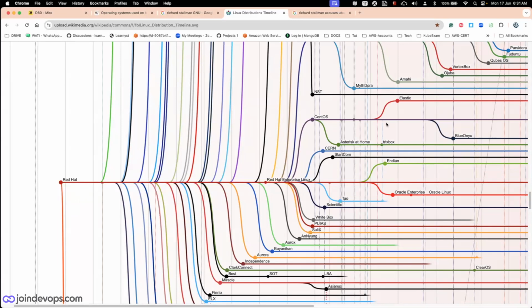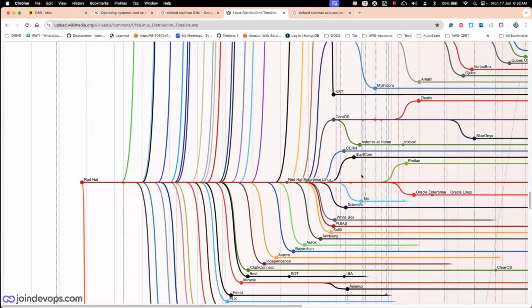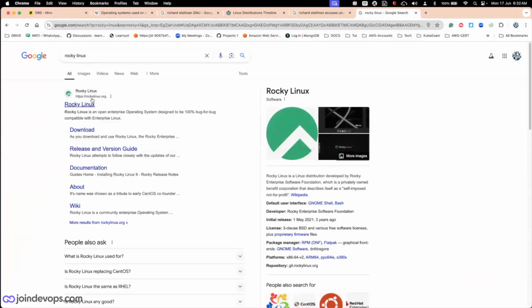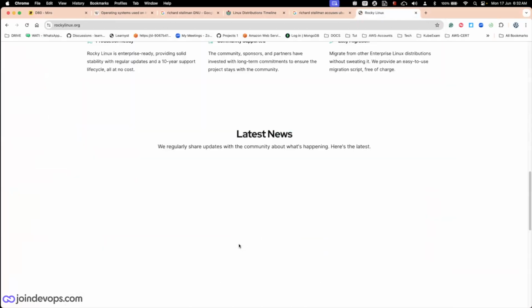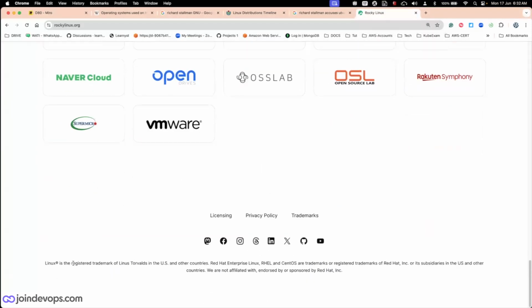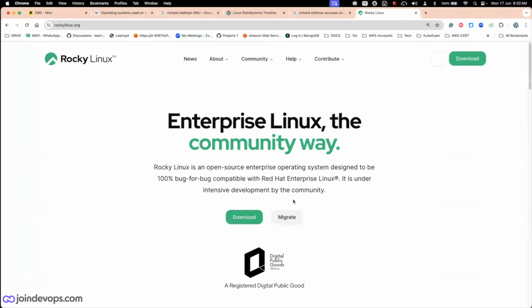But anything you talk about in this family is Red Hat only. Again, the CentOS community itself has recently started a new project called Rocky Linux. Rocky Linux is again a Red Hat operating system. You can see this: Linux is a registered trademark of Linus Torvalds in the US and other countries. Red Hat and RHL and CentOS are trademarks registered with Red Hat Inc. and its subsidiaries in the US. But we are not affiliated, endorsed or sponsored by Red Hat, because CentOS was sponsored by Red Hat. IBM took control and changed the licensing policy, but they kept this outside. Still, this is a copy of Red Hat only.